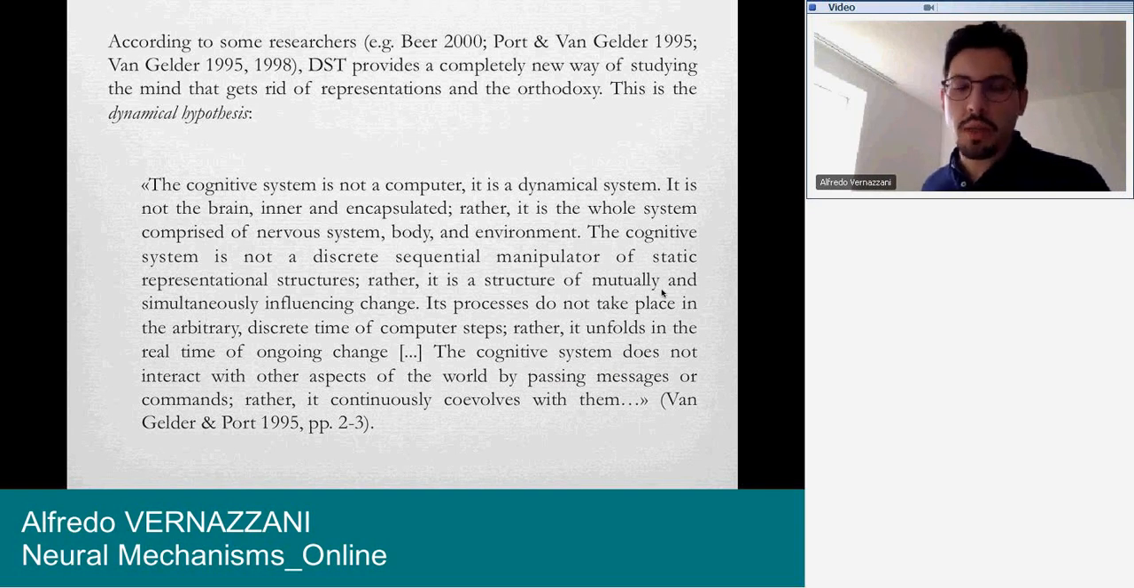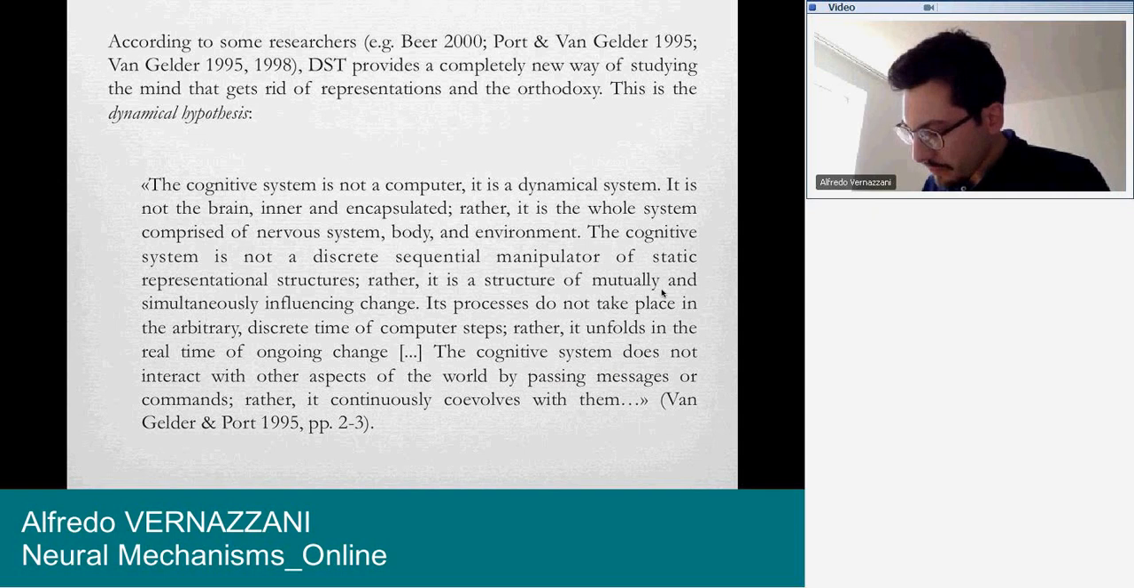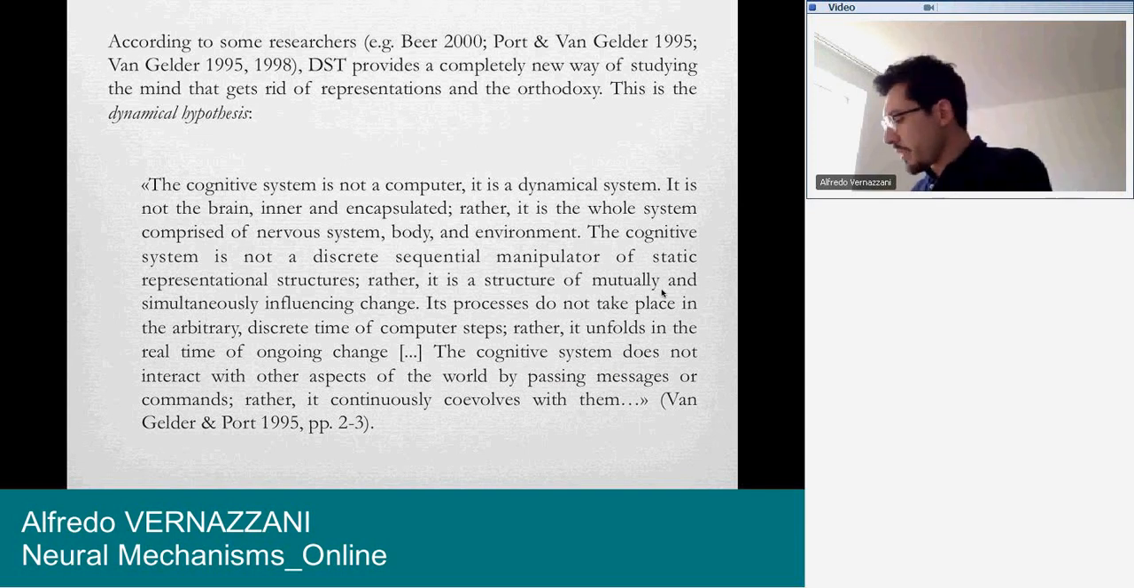So in this famous passage, which is a kind of manifesto of the dynamical hypothesis in cognitive science, they say, the cognitive system is not a computer, it is a dynamical system. It is not the brain, inner and encapsulated, rather, it is the whole system comprised of nervous system, body, and environment. The cognitive system is not a discrete sequential manipulator of static representational structures. Rather, it is a structure of mutually and simultaneously influencing change. Its processes do not take place in the arbitrary discrete time of computer steps. Rather, it unfolds in the real time of ongoing change. The cognitive system does not interact with other aspects of the world by passing messages or commands. Rather, it continuously co-evolves with them.